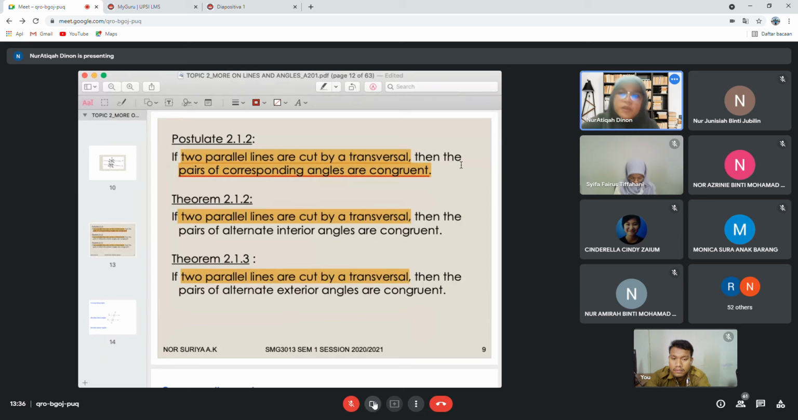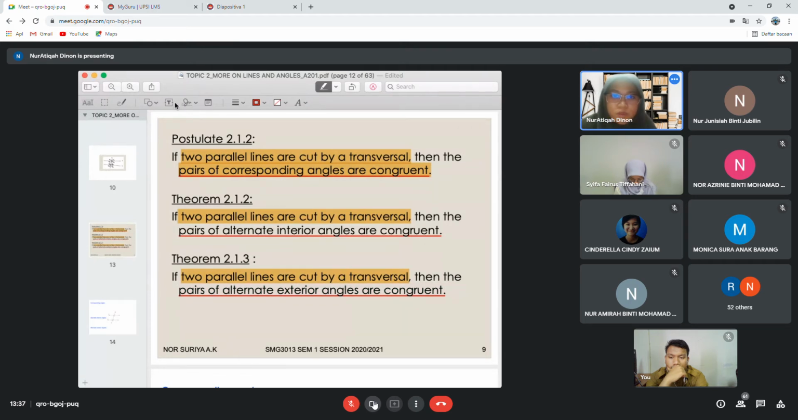Pairs of corresponding angles are congruent. When we say congruent, they have the same measures. And then theorem 2.1.2: if two parallel lines are cut by a transversal, then the pairs of alternate interior angles are congruent. And then this one, same, but this is the pairs of the alternate exterior angles are congruent.